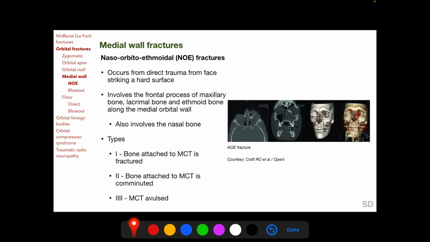In type 1, the bone attached to the medial canthal tendon is fractured. In type 2, the bone attached to the medial canthal tendon is comminuted. And in type 3, the medial canthal tendon itself is avulsed from the medial orbital wall.